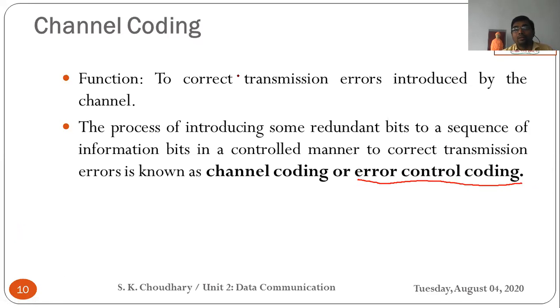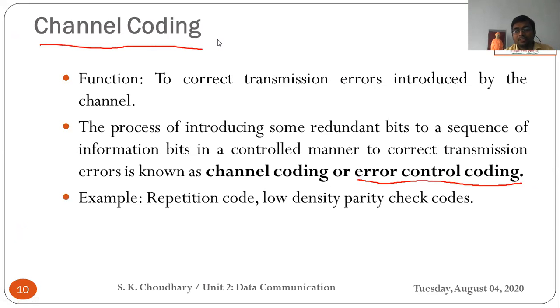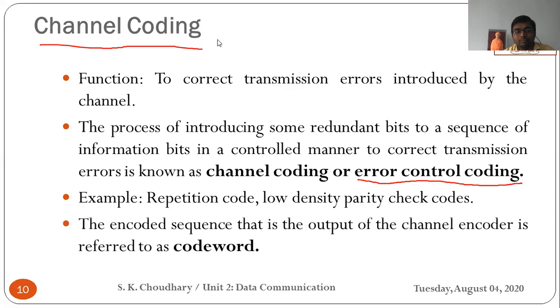We are going to learn channel coding in this chapter, the different methods of channel coding. Some examples are the repetition code, low density parity check codes, and lots of other methods that we will learn in upcoming lectures. The encoded sequence, the output of the channel encoder, is referred to as a code word. So this is some important aspect of the channel encoders.